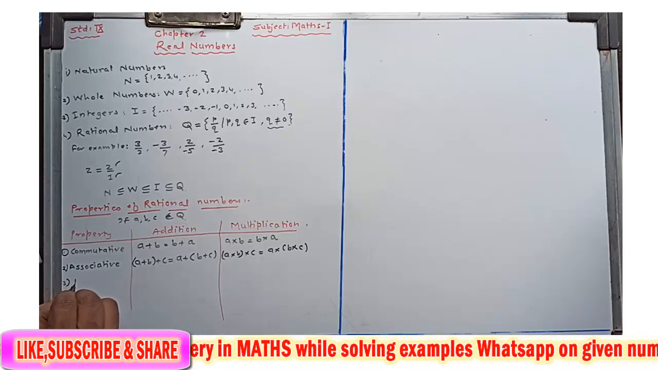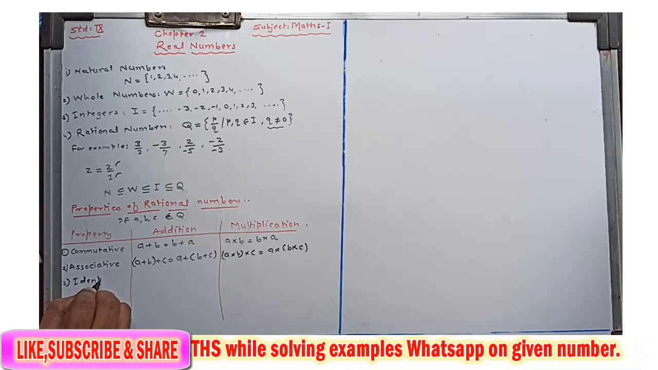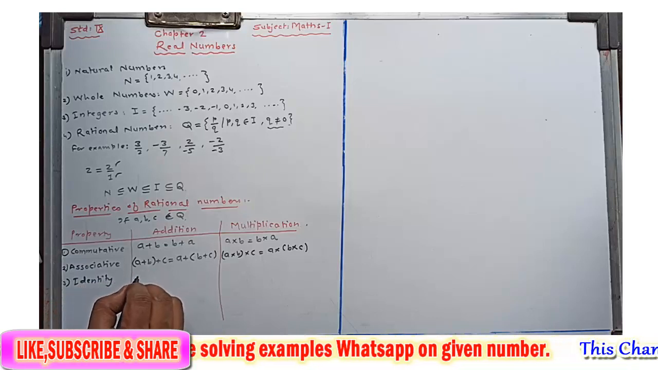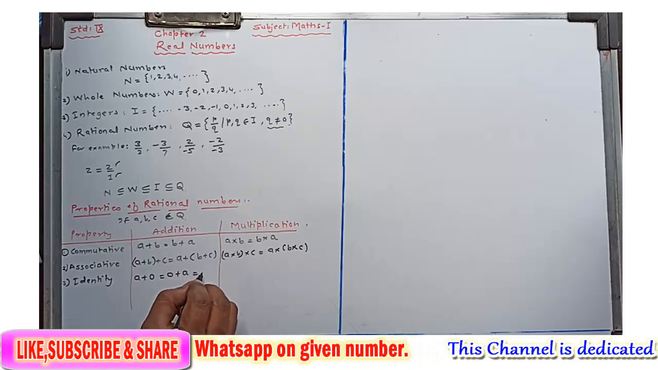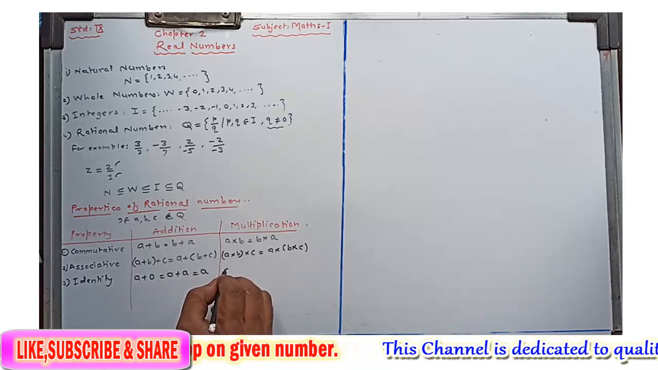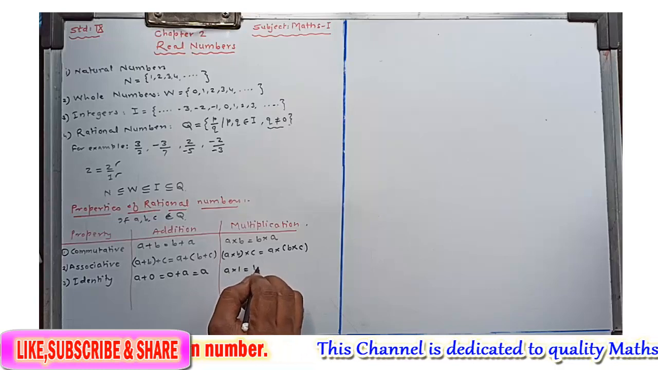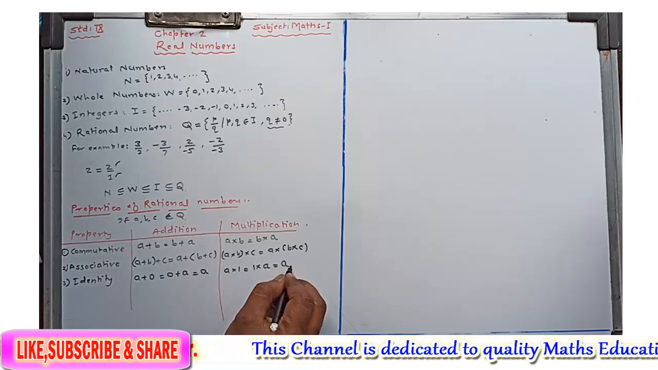The next property is identity property. Identity property: a plus 0 is equal to 0 plus a is equal to a, and here a into 1 is equal to 1 into a is equal to a.